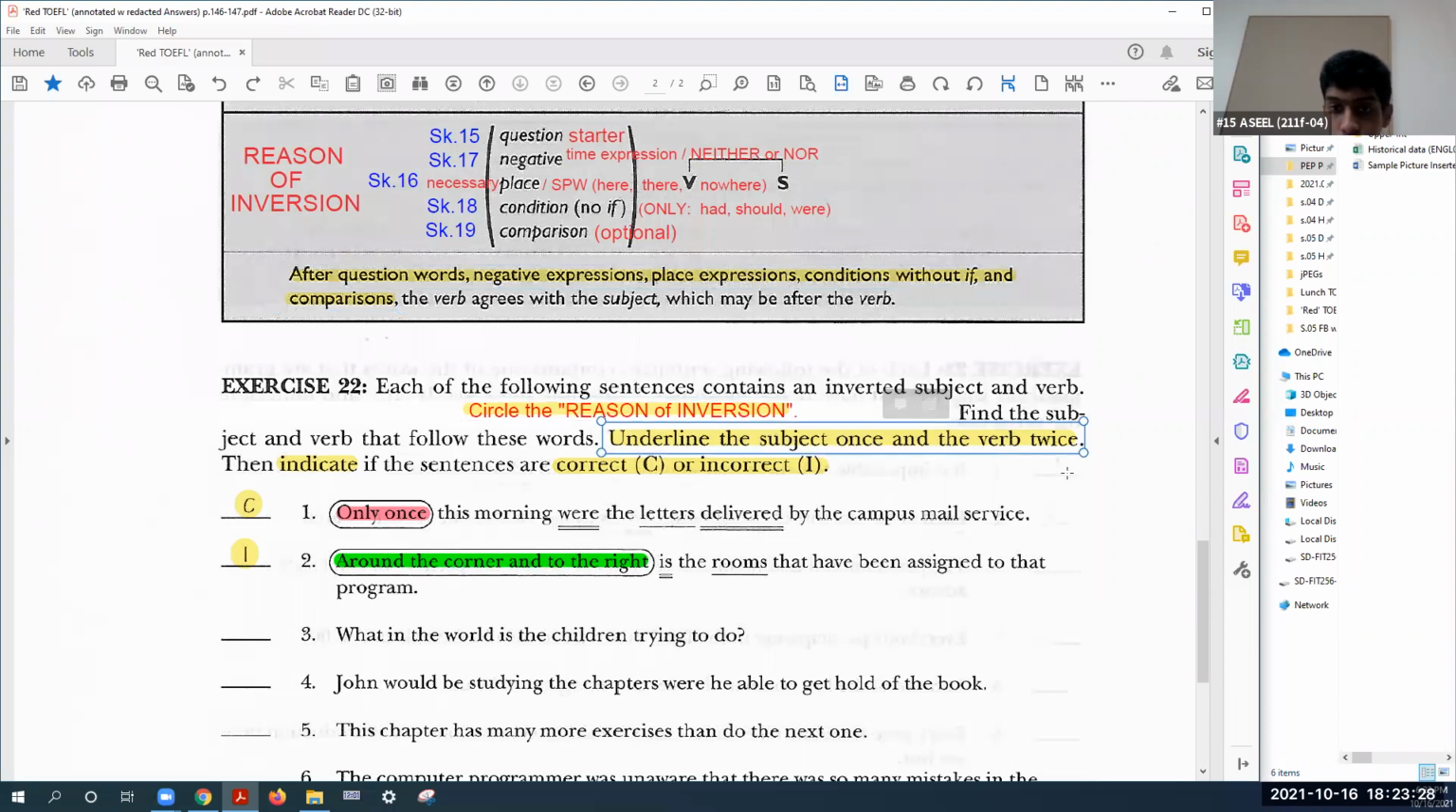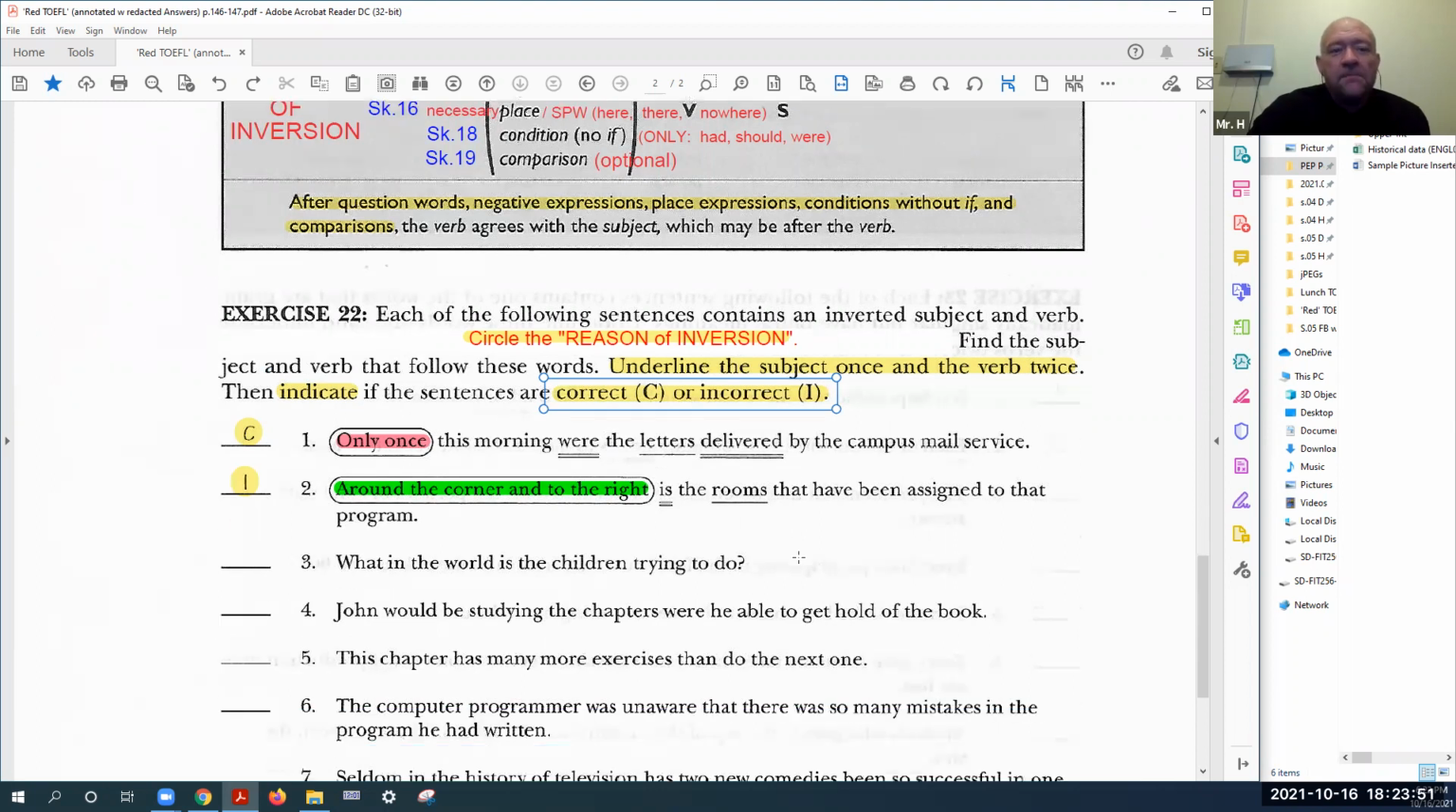Then underline the subject once and the verb twice. Indicate correct C or incorrect I. Very good. Okay. Now, I'm not going to circle anything. I'm just going to highlight. And I will use a different color for each reason.